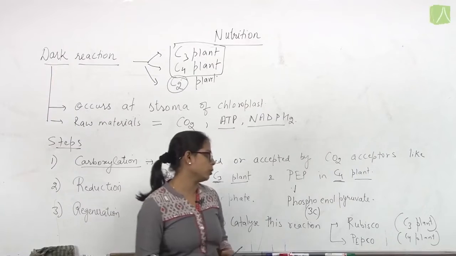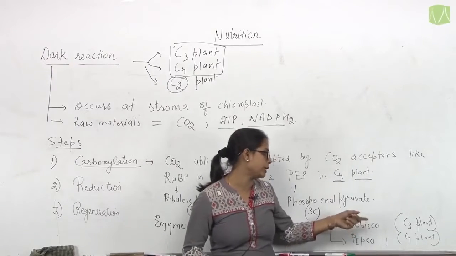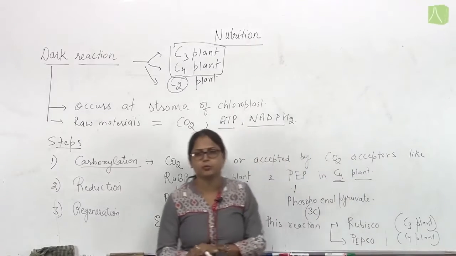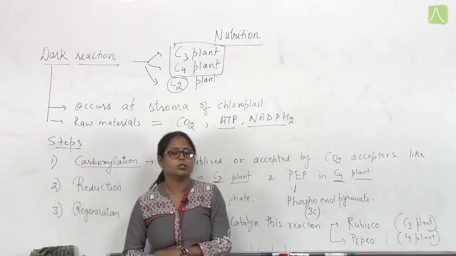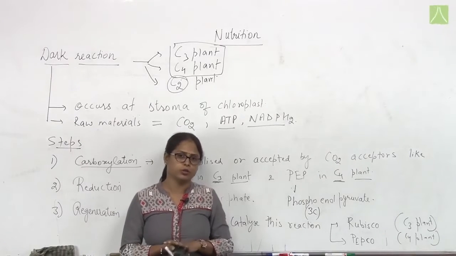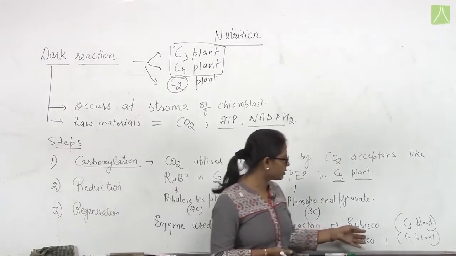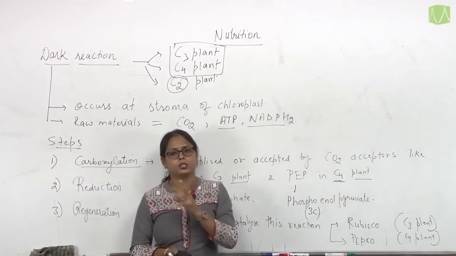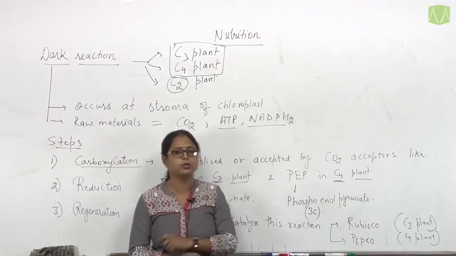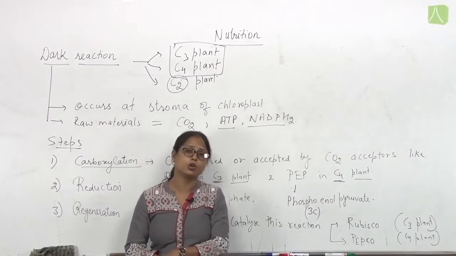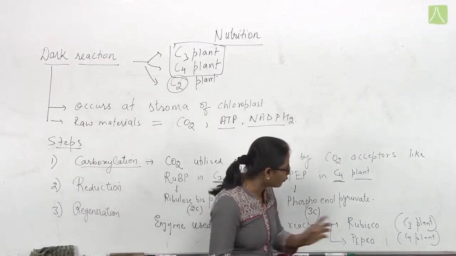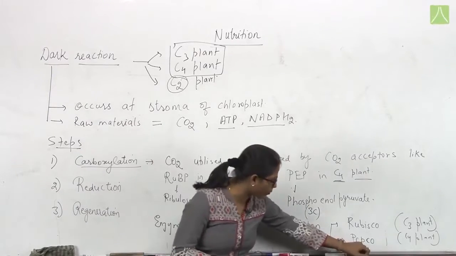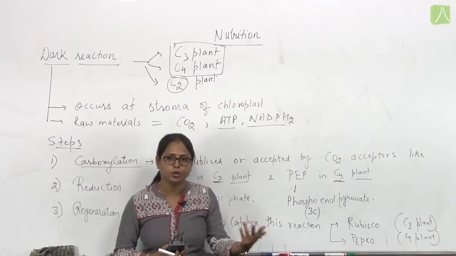The full form of Rubisco is ribulose 1,5-bisphosphate carboxylase oxygenase. This particular enzyme, Rubisco, is the most abundant enzyme in nature found in plants. So Rubisco is the enzyme found in the greatest amount, and it has 2 important roles: it can play a role in carboxylation as well as in the oxygenation process. The full form of Pepco is phosphoenol pyruvate carboxylase oxygenase. So that means it also has a carboxylating as well as oxygenating role in itself.